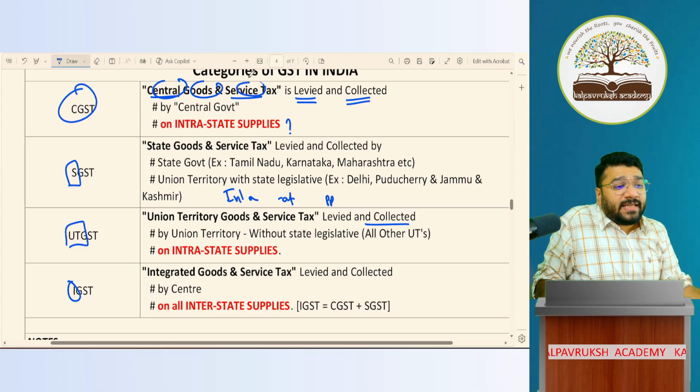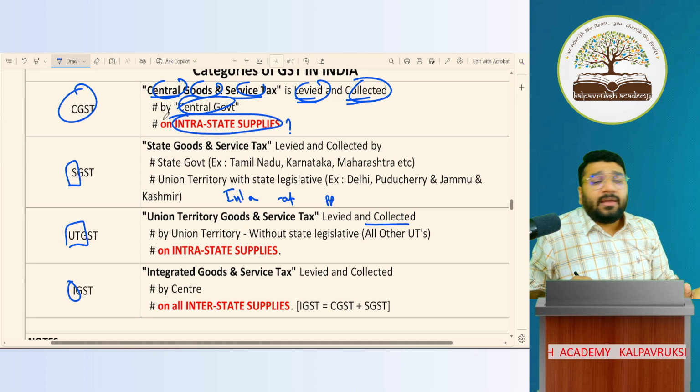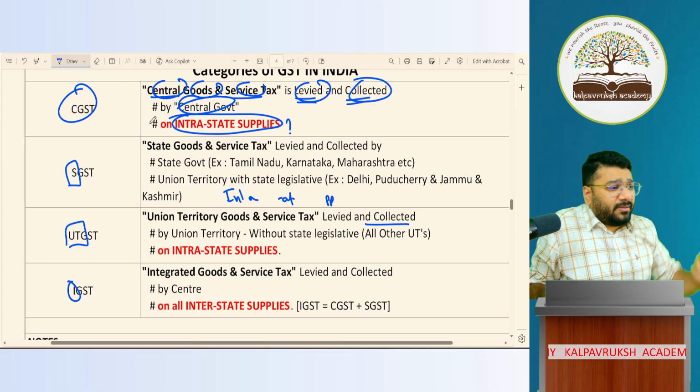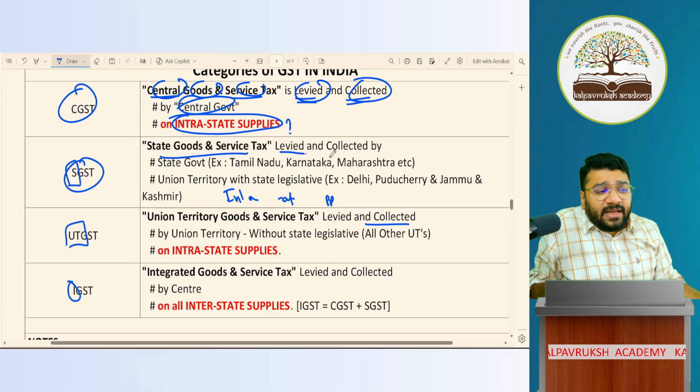CGST, Central Goods and Service Tax, is collected by the central government on what? Intra-state supply. Got it? Not got it? Now hold there. Tell loudly. SGST, State Goods and Service Tax, is levied and collected by the state government.